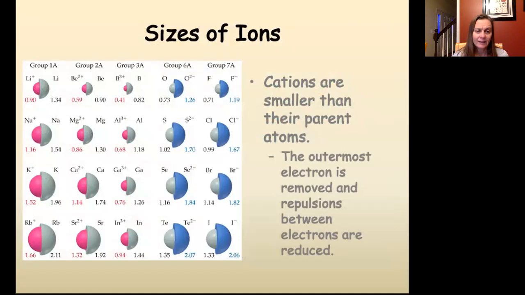So when we think about a cation, it has more protons than electrons. And so that means that it's going to be pulling even more tightly on those electrons. And so cations are always going to be smaller than the atoms that they come from, than their parent atoms, because those outermost electrons are removed. We actually lose an energy level. The repulsions between electrons are reduced and the attraction to the nucleus is increased. And so we get a smaller ion. So cations are always smaller than their parent atoms.